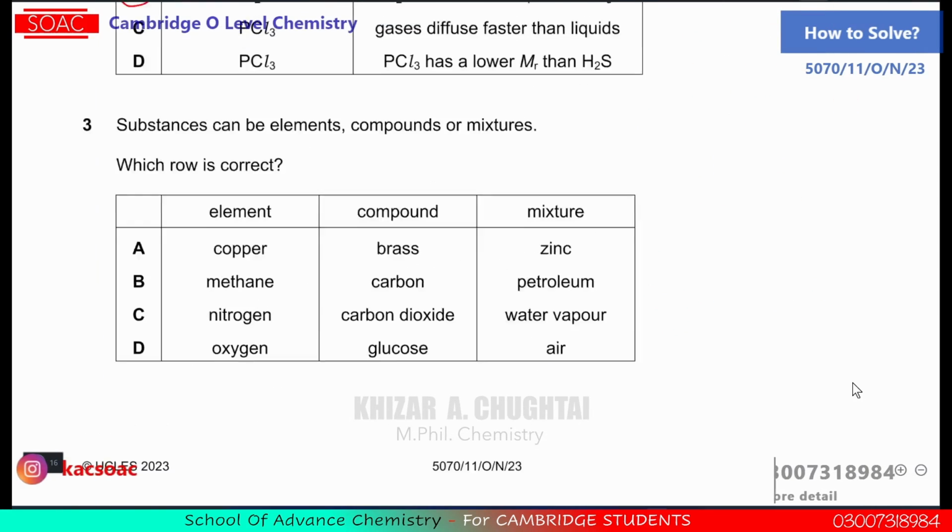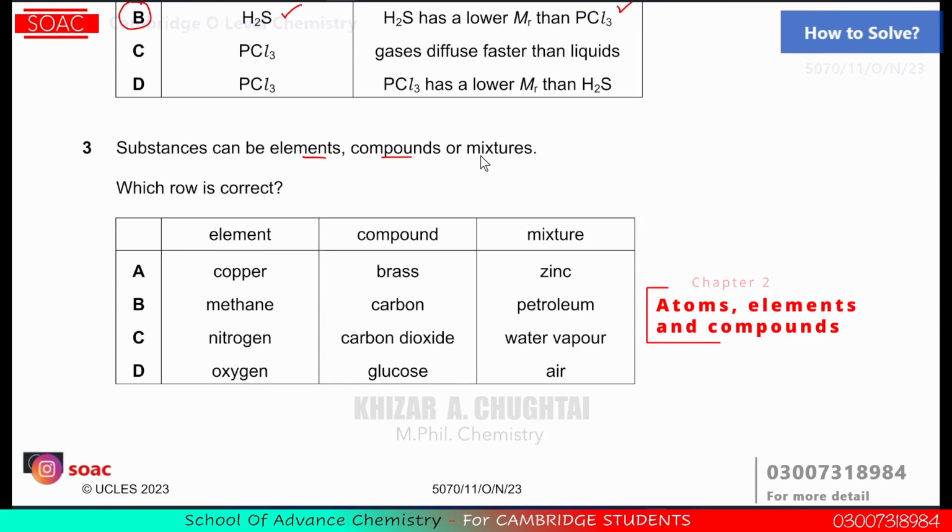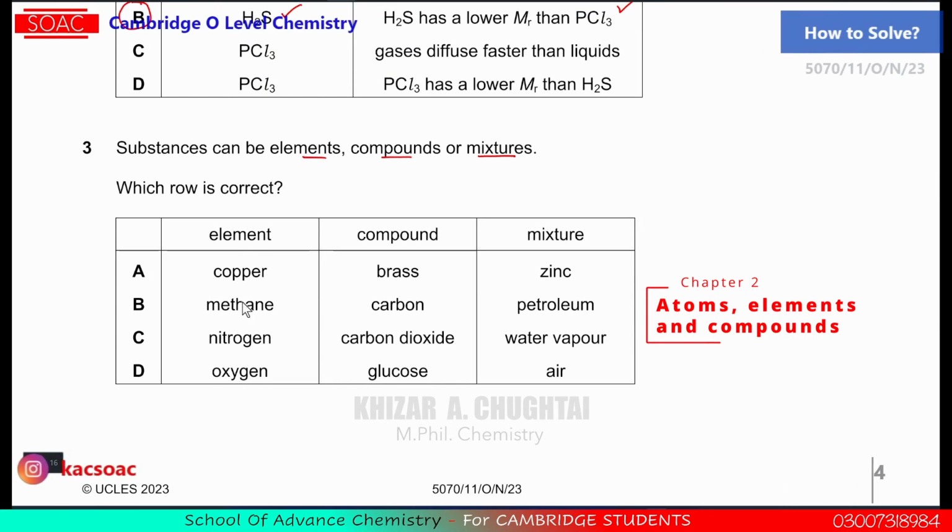Question number 3. Substances can be elements, compounds, or mixtures. Which row is correct? A, B, C, D, 3 columns. Which is the element? Copper is an element. Methane is not an element. Nitrogen is an element, and oxygen is also an element. Which one is a compound? Brass is not a compound, and CO2, carbon dioxide, is a compound, and glucose is a compound. Now come towards the third column.